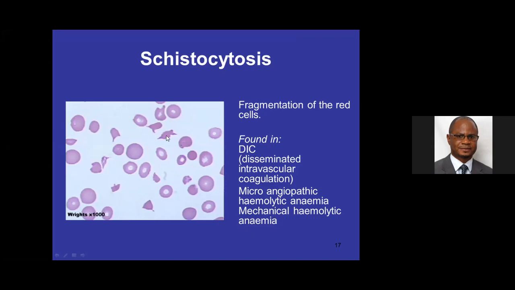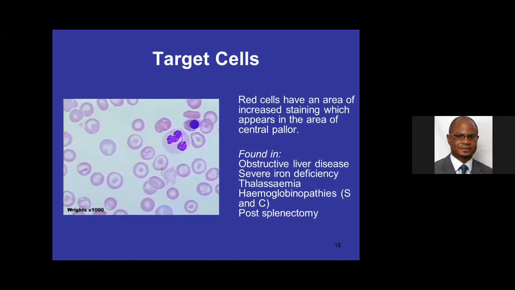You see fragments of red blood cells. Fragments of red blood cells are known as schistocytes. Then the target cells, you have the targets. There is no hemoglobin, and then somewhere in the middle there is a stash of it. So there's a target in the middle of the red cell, a target cell.